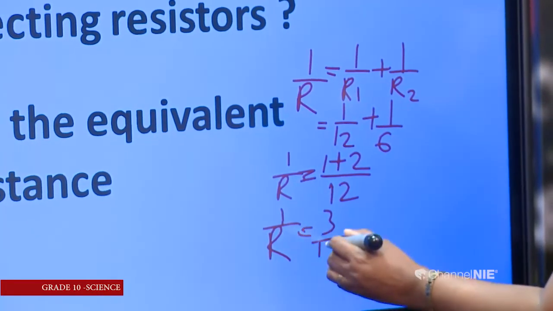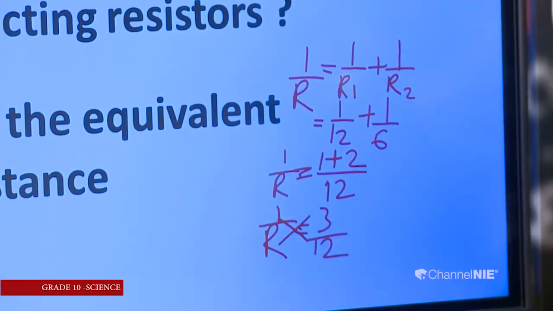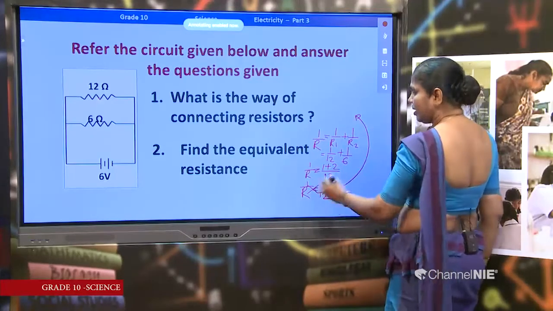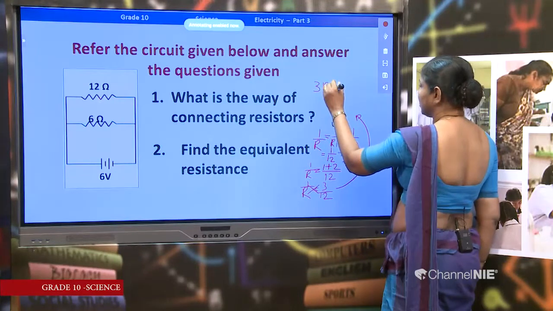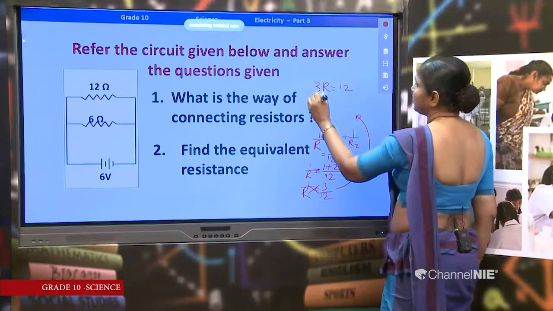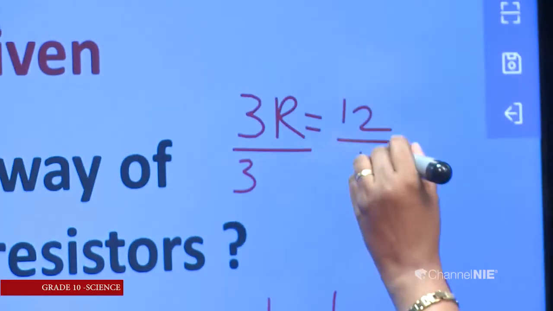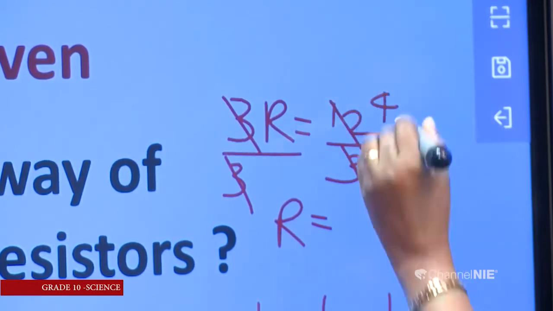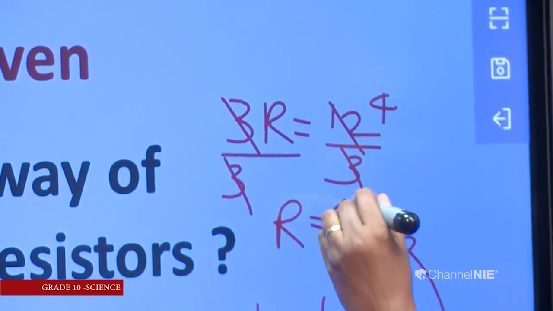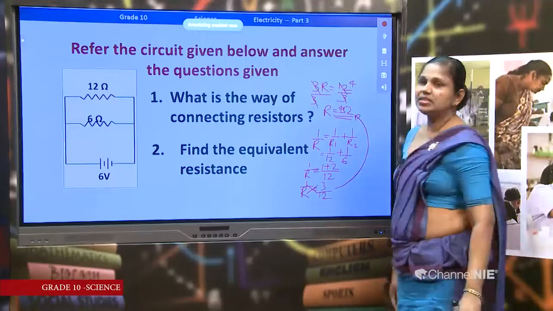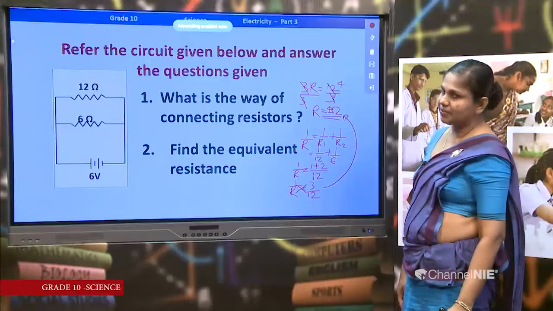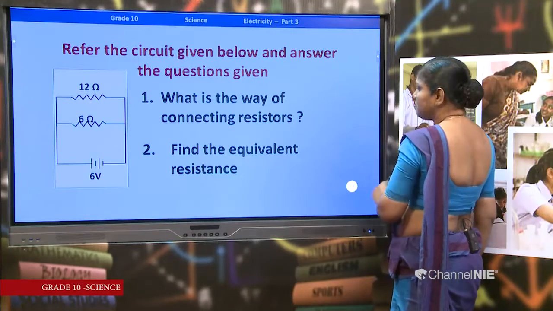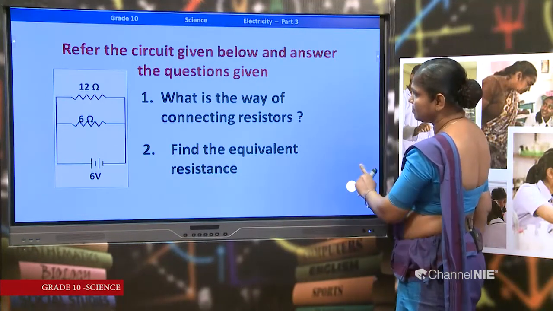3 over 12. Again, cross multiplication. I'll take it to the top, children. 3R equals 12. Then, how to find the value for R? R equals 4. R equals 4 ohm. This is the equivalent resistance. Okay, children, right. Then move to the next one.